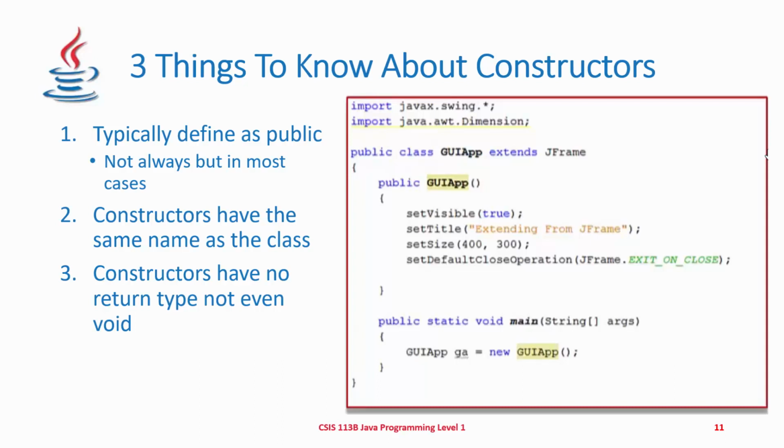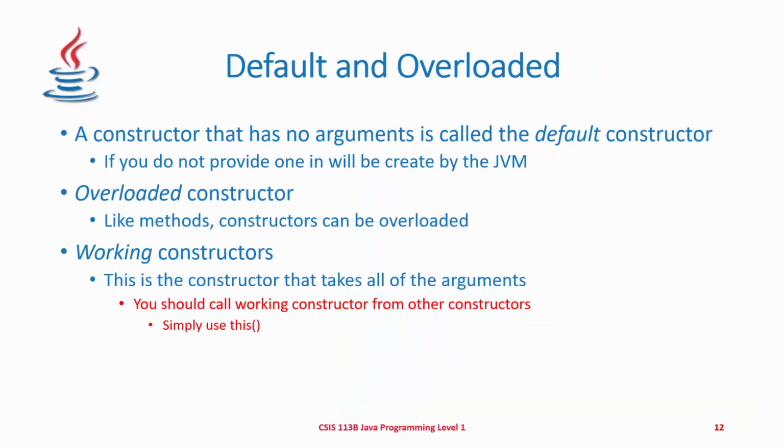And you've been doing this already, so hopefully you feel comfortable with it. And then constructors, like a class, have no return type, not even void, because all they're doing is setting up the class when we create the instance of it. Just like your methods, you can have overloaded constructor methods as well.